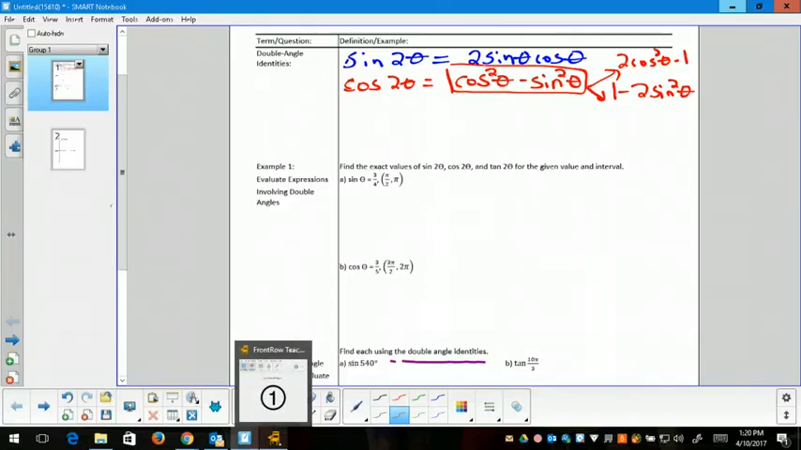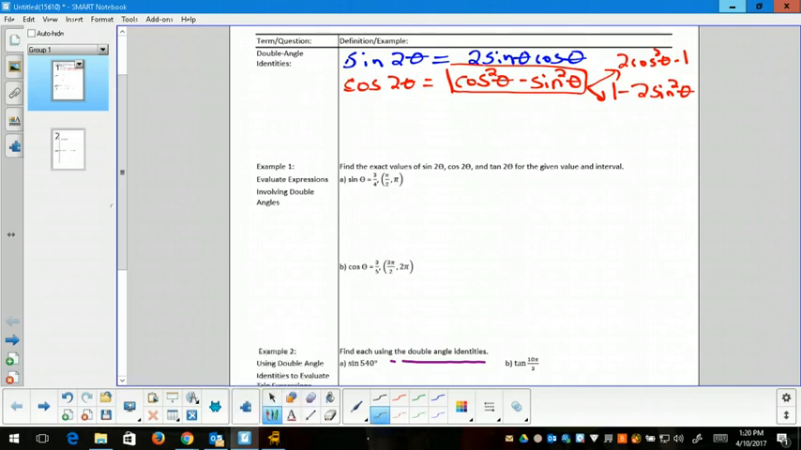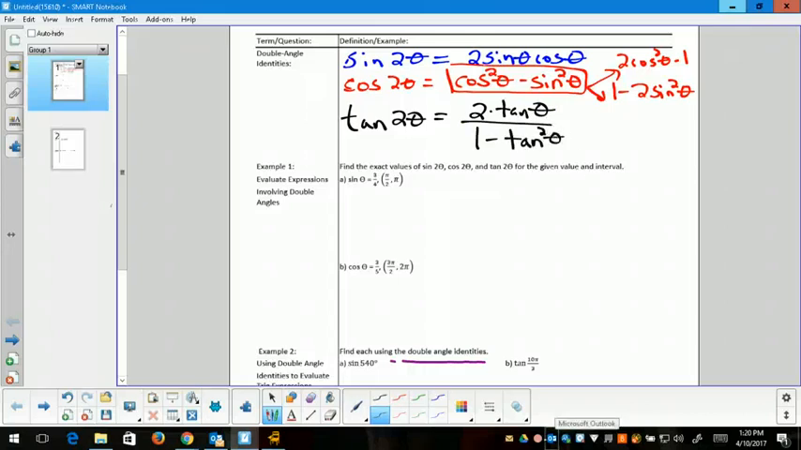And then tangent of 2 theta is equivalent to 2 times tangent of theta divided by 1 minus tangent squared theta. So those are the 3 double angle identities: 1 for sine, 1 for cosine, 1 for tangent. In example 1, they say evaluate the expressions involving double angles. Find the exact values of sine 2 theta, cosine 2 theta, and tangent 2 theta.